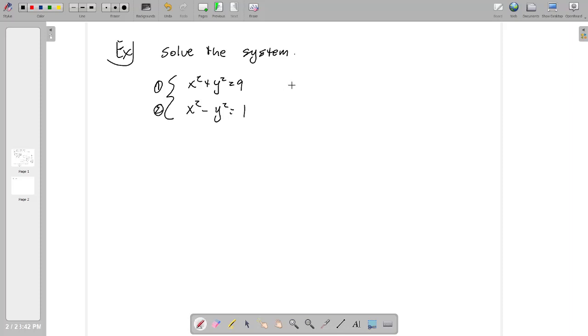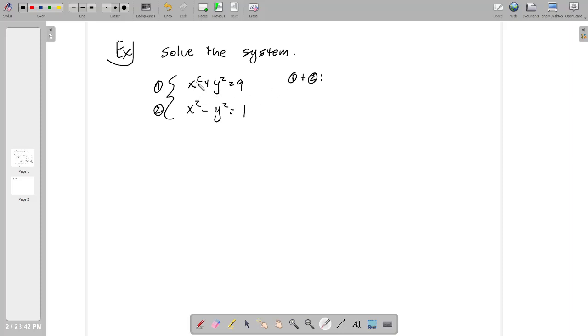I'm going to use elimination though, and do equation 1 plus equation 2. Just like before, the elimination method is identical to how we did it when we had a system of linear equations. It's just now we have nonlinear equations, so it's possible to get multiple solutions.